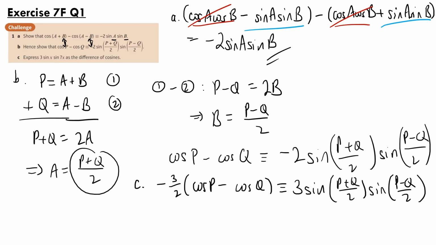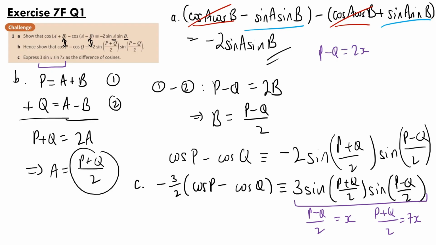Okay, so now the right hand side here looks identical to what we want to express as a difference of cosines, apart from the fact that we now need to figure out what our P and Q are going to be. So if we want one of the sine terms to be sine x and the other one to be sine 7x, then we want P minus Q over 2, the smaller one, to be equal to x, and then P plus Q over 2 to be 7x, which gives us that P minus Q is equal to 2x and P plus Q is equal to 14x.